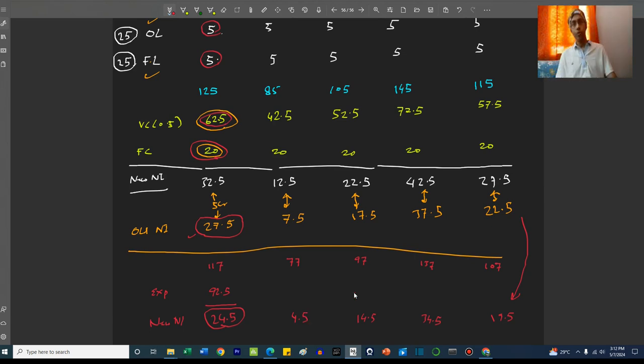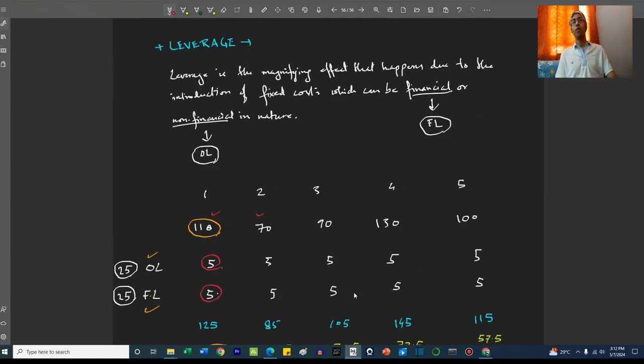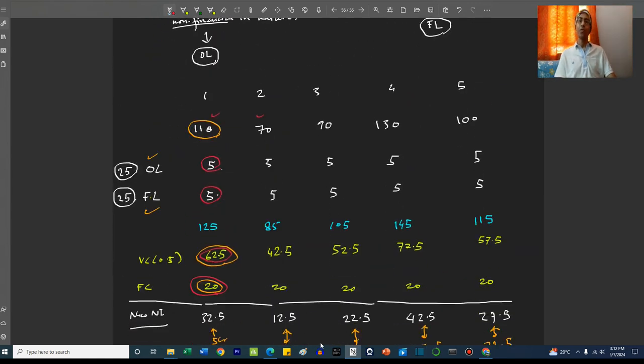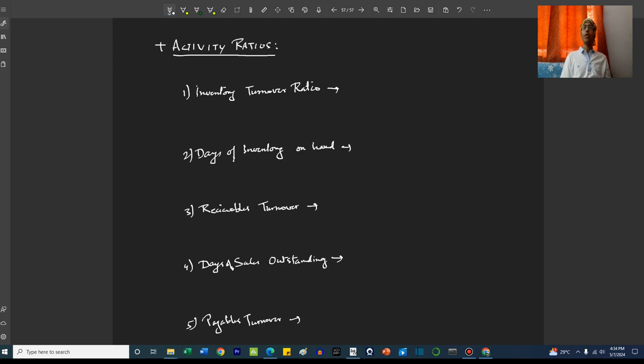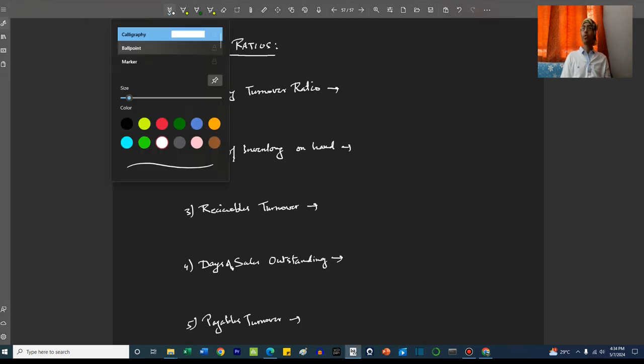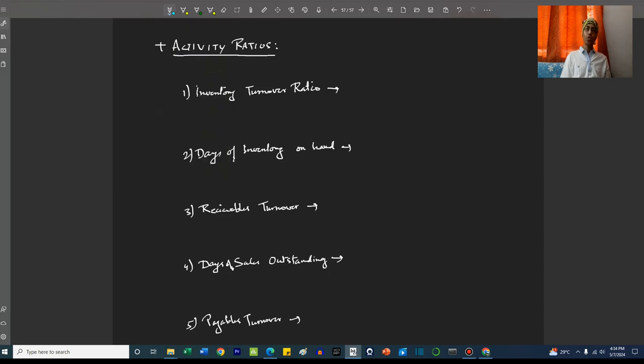Now next we are going to get into the activity ratios. So friends, now we will talk about the activity ratios. Activity ratios are basically ratios which indicate the operating efficiency of a company or how well the assets of a company are being utilized. Therefore, the other names for activity ratios are asset utilization ratio and operating efficiency ratio.